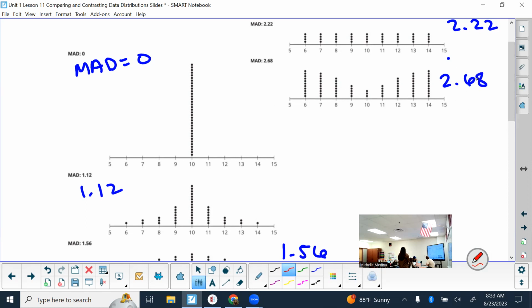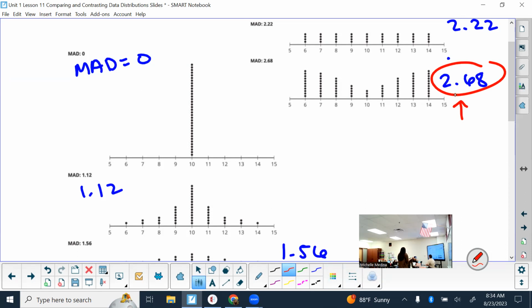Right here, yeah, because this one has the highest MAD. So the higher the number, the more spread out. So which one is the least spread out? The MAD of 0, right? And then you can rank them from least to greatest from that. So this would be least, second least, third least, fourth least, and then most spread out. So now you actually have the value.